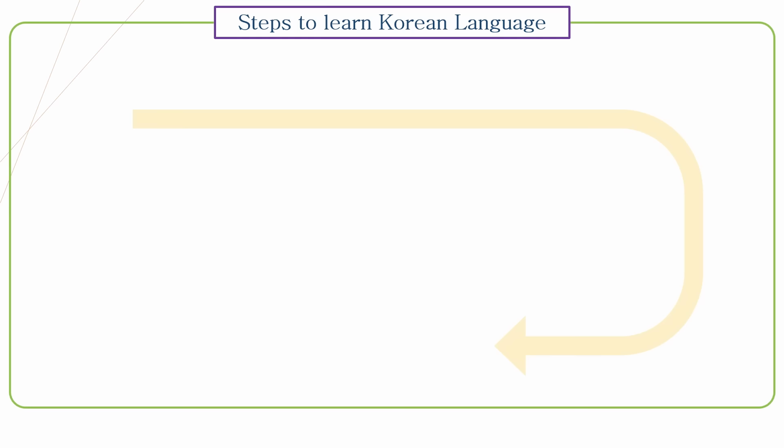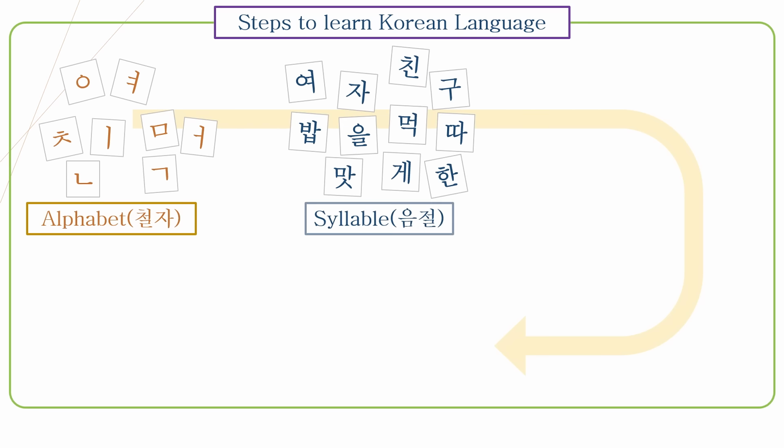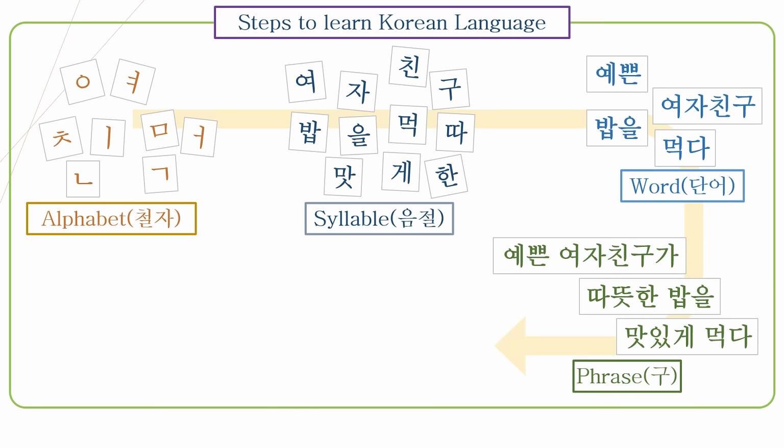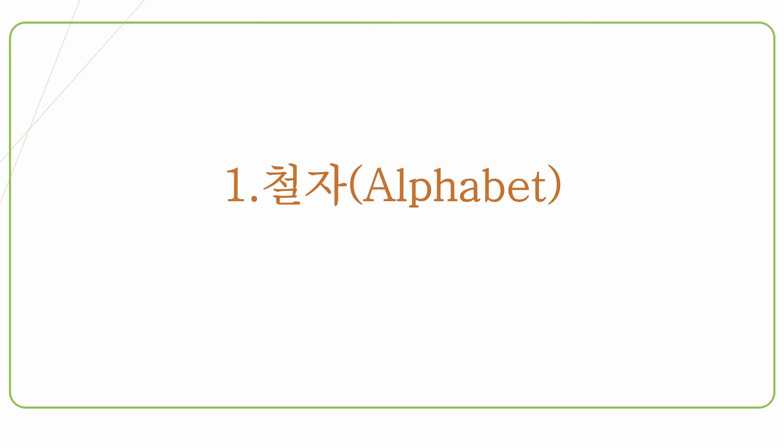To summarize the process, the alphabets become a syllable. The syllables become a word. The words become a phrase. And finally, the words and the phrases become a sentence. Now let's look at them one by one.